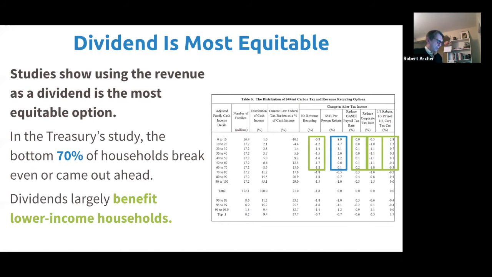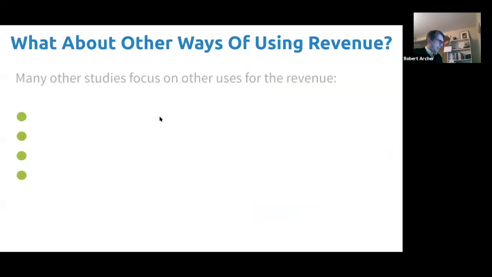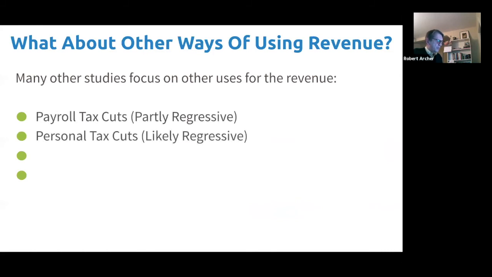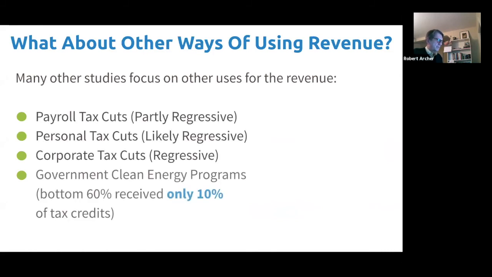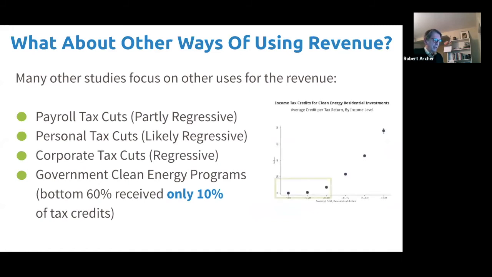What about other ways to use the revenues and their equity impacts? Tax swaps. The option of using tax cuts to offset the revenue from the fee through payroll or personal or corporate tax cuts generally will mean the benefits disproportionately accrue to higher income households. And I'll discuss the impact of using revenues for clean energy programs at the end.